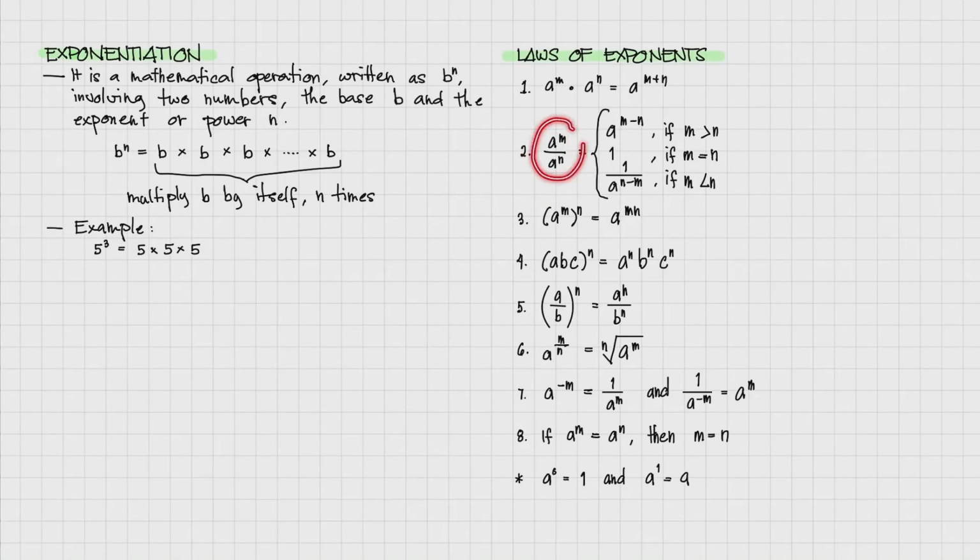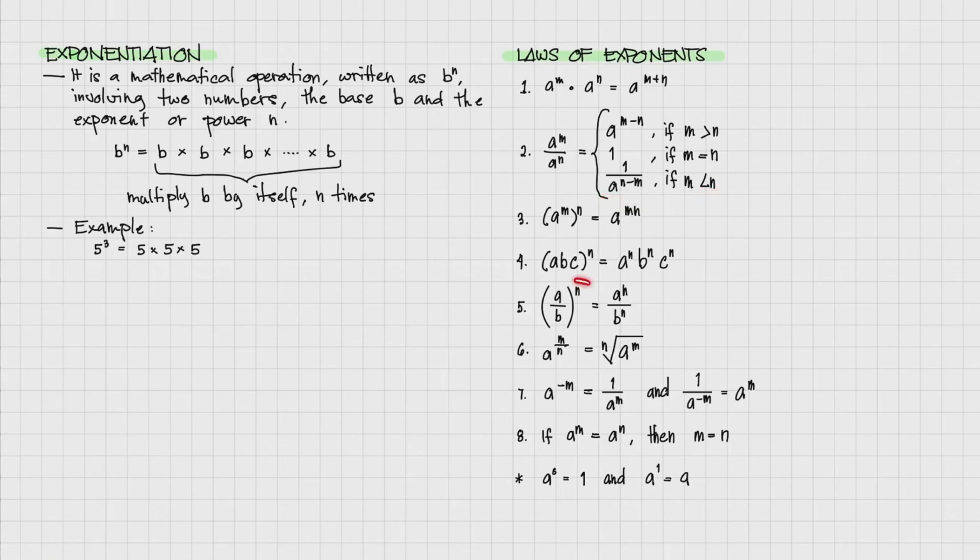If we have a raised to m divided by a raised to n, it can be equal to a raised to m minus n if m is greater than n. But it would be equal to 1 if m is equal to n. And it would be equal to 1 over a raised to n minus m if m is less than n.